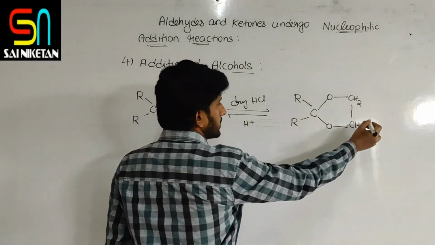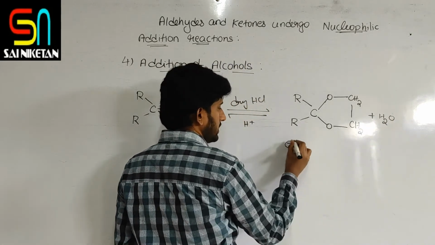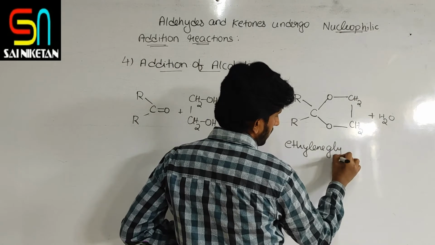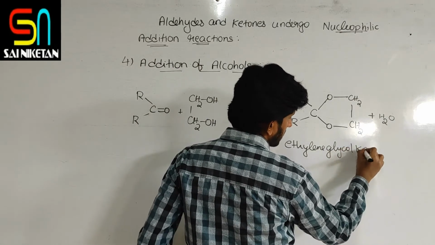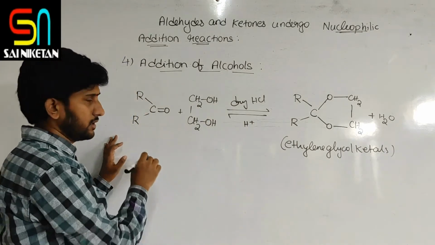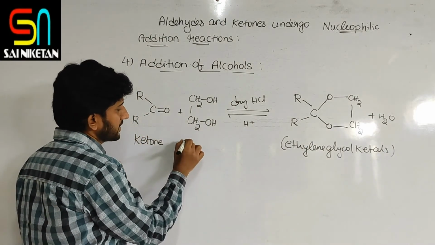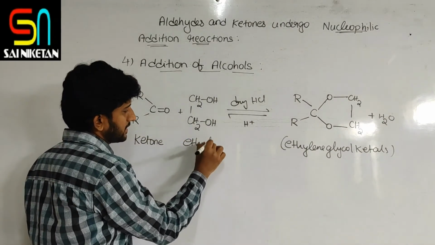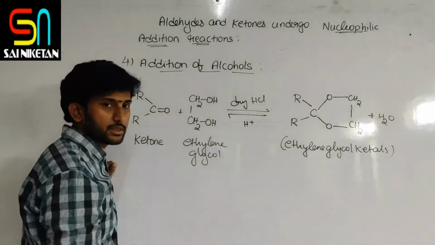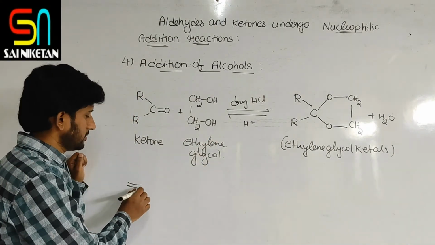So this particular product is ethylene glycol ketols, they are called as ethylene glycol ketols. So any ketone if it reacts with ethylene glycol in acidic medium, okay, in acidic medium, then cyclic ketols are obtained, okay.